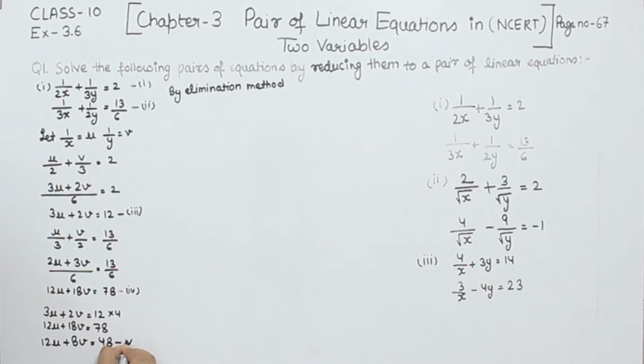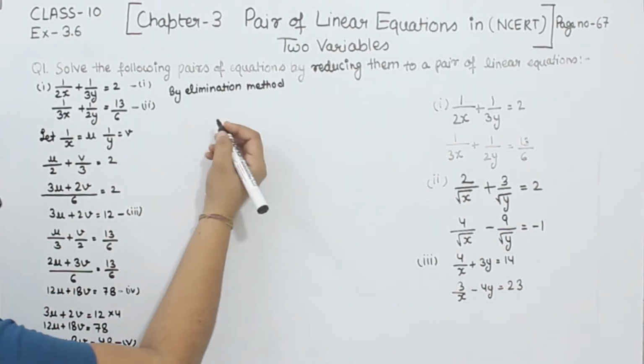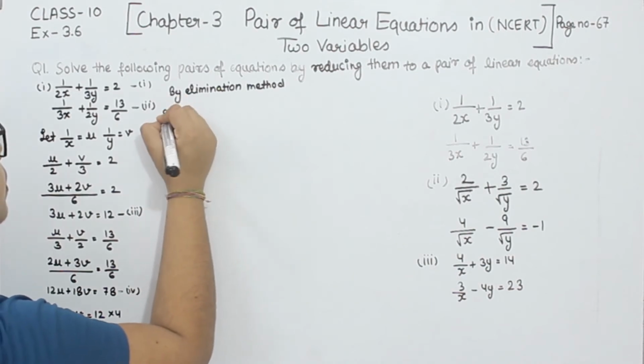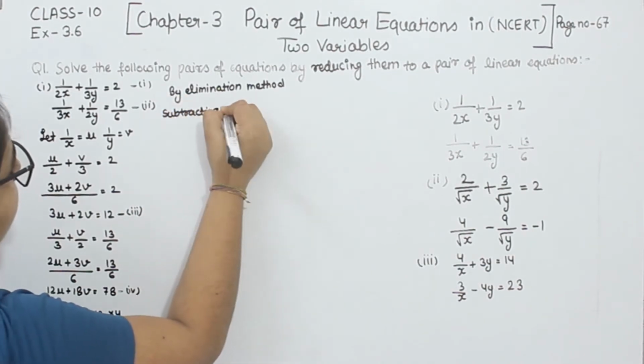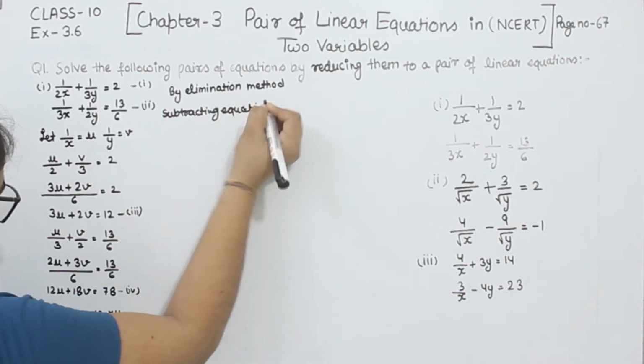Now this one is equation number 5, and this one, I am going to write as equation number 4. So these are equations 4 and 5 we are having. We are going to solve this one by the elimination method. Now the coefficients of u are equal. We are going to subtract them. So we are going to write here: subtracting equation 4 from 5.